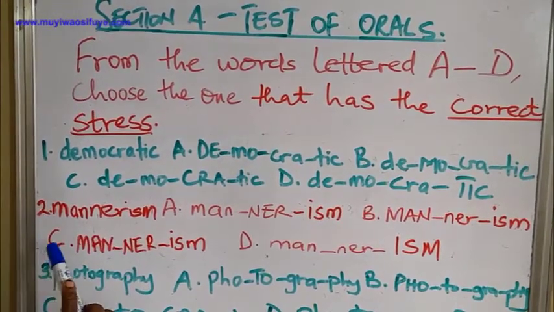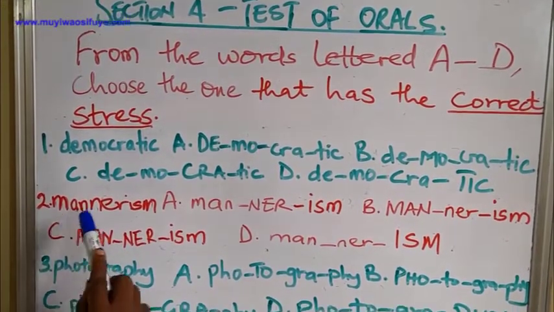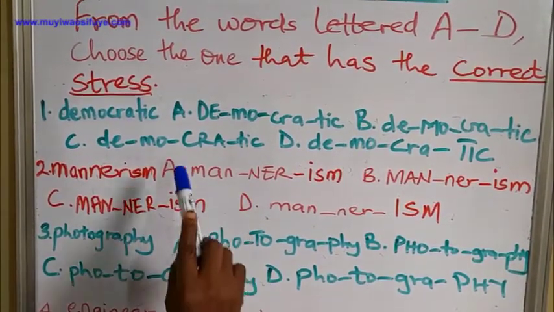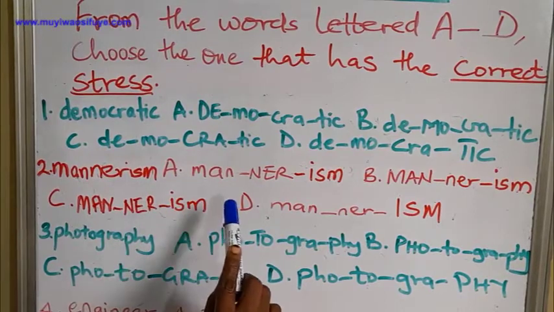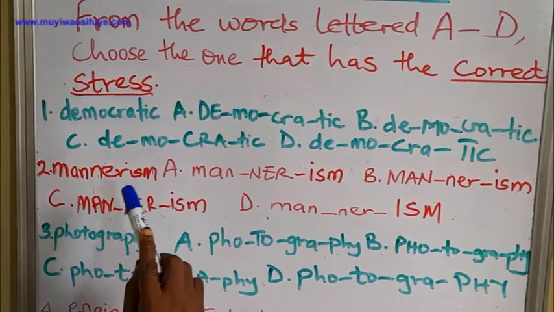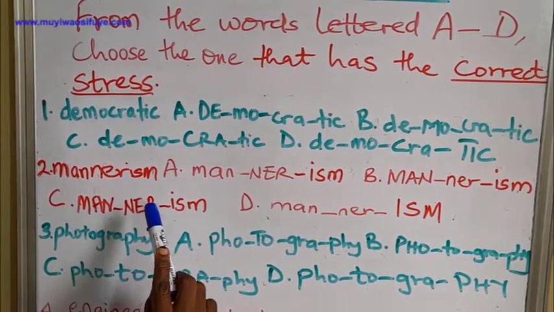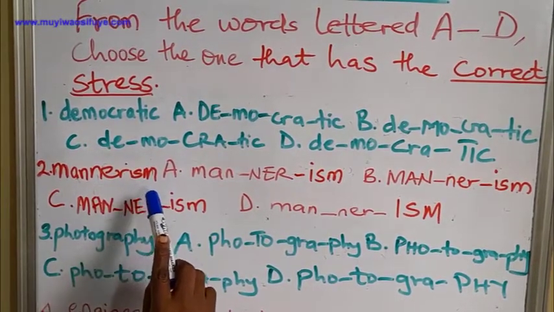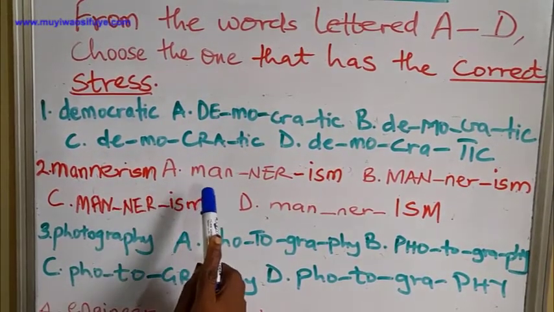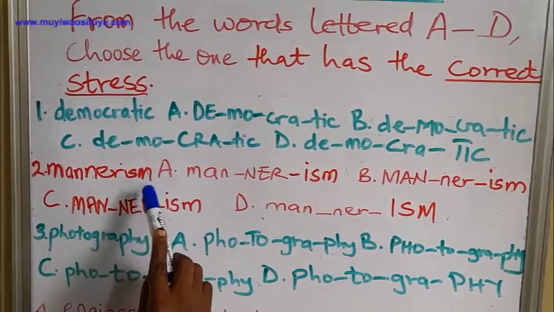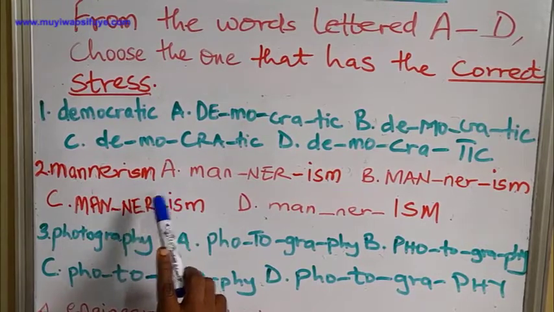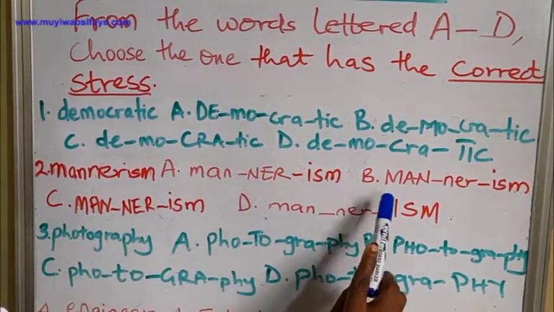For the second question, we have mannerism. In mannerism, it has 3 syllables: man, na, and ism. Now for the word mannerism, any word that ends in the suffix ism has the stress on the first syllable. Words that end in the ism suffix have their stress on the first syllable. And so the correct option here is B.